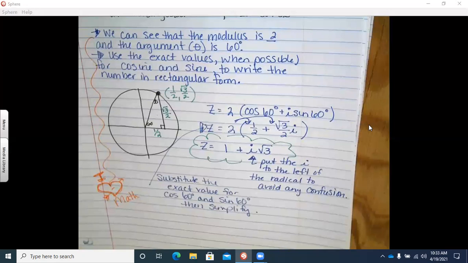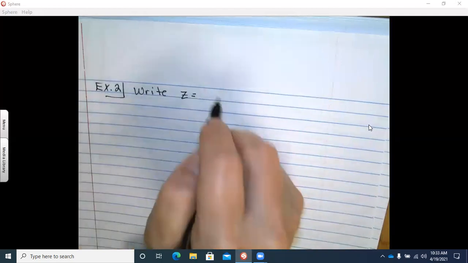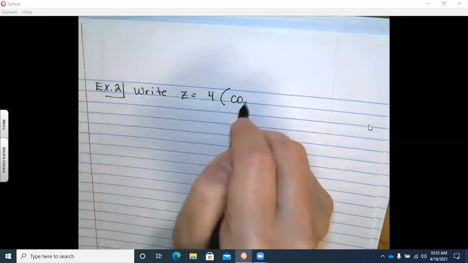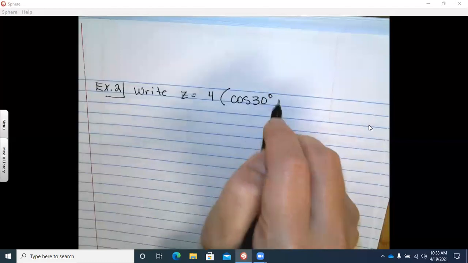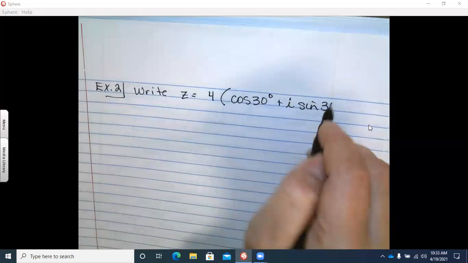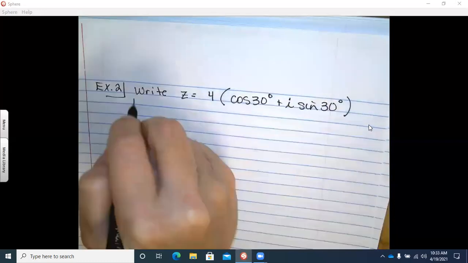Yeah, so difficult. Example 2. We're going to write z equals 4, open parentheses, cosine 30 degrees plus i times the sine of 30 degrees, in rectangular form.